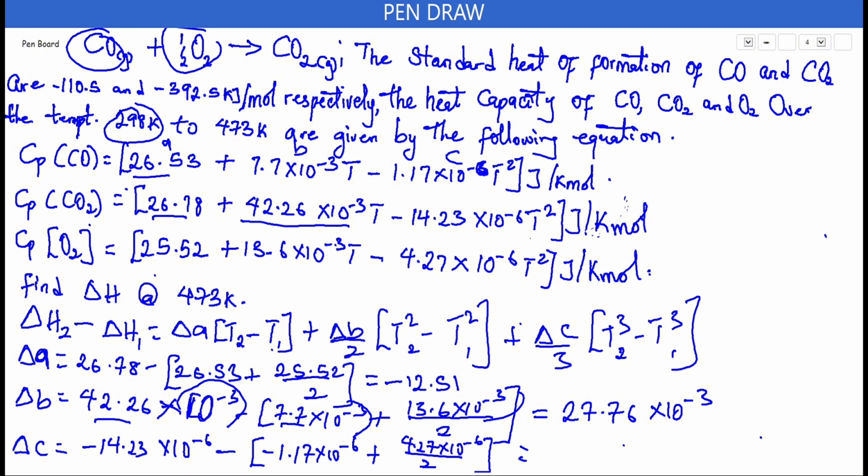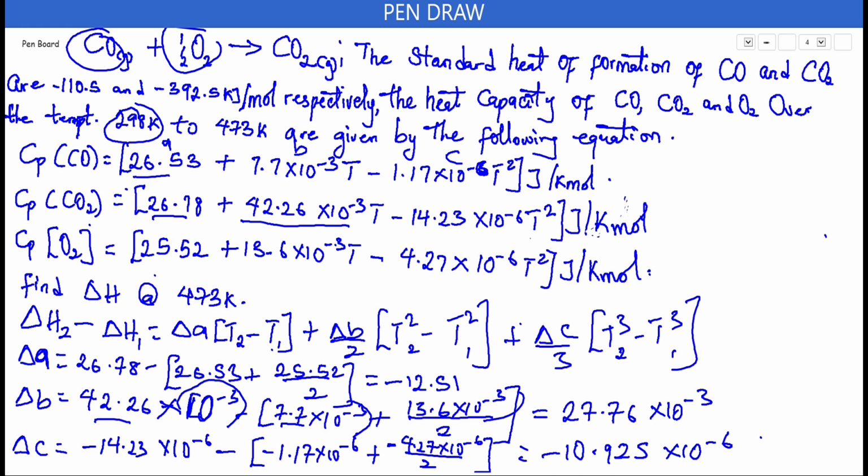14.23 minus what we have, minus 1.17. Don't forget we are having a minus sign here, so it will be minus 4.27 divided by 2. So we're having 4.27, then we divide this by 2. Good. Then we close our bracket. So what we are going to have as our final answer is minus 10.925 times 10 raised to power minus 6. So we have gotten change in A, change in B, change in C.